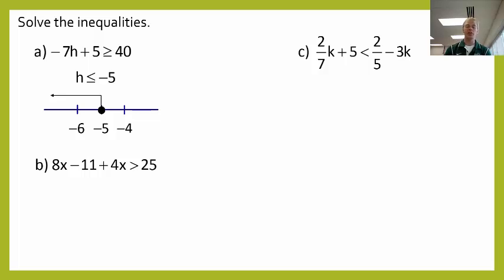Welcome back. Let's see how you did here. So the first one we should have gotten h is less than or equal to -5, and we can see the correct graph there. And the second one we should have gotten x is greater than 3, and we can see the graph of those solutions.